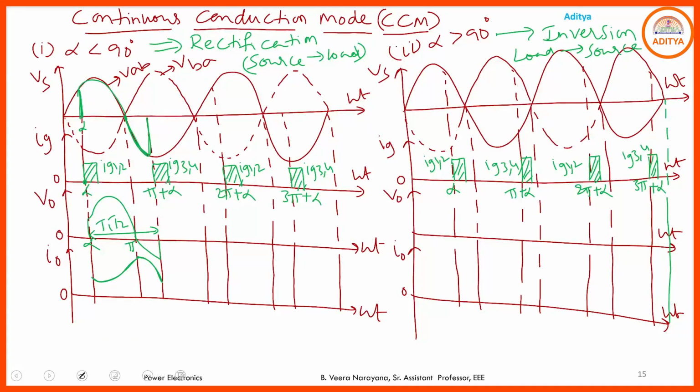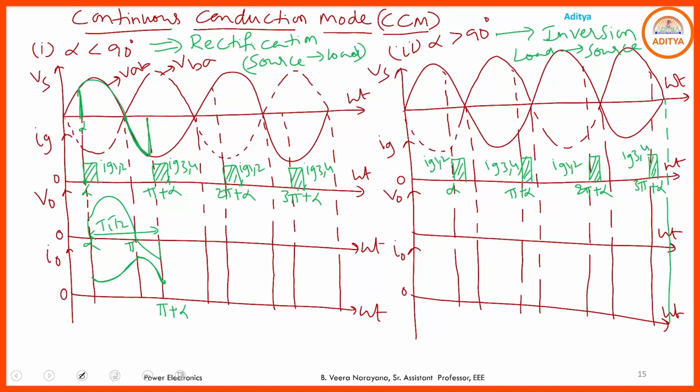See here, at pi plus alpha, we provide the gate pulse to T3, T4. Already during the negative half cycle, T3, T4 come to forward biasing. So immediately the output current shifts from the outgoing SCRs to the incoming SCRs. What are the outgoing SCRs here? T1, T2, which are going to the off state. Incoming SCRs means the SCRs which come to the on state. So at pi plus alpha, the outgoing SCRs are T1, T2, which go to the off state, and the output current transfers from T1, T2 to T3, T4.